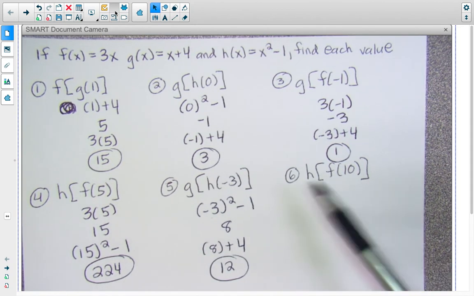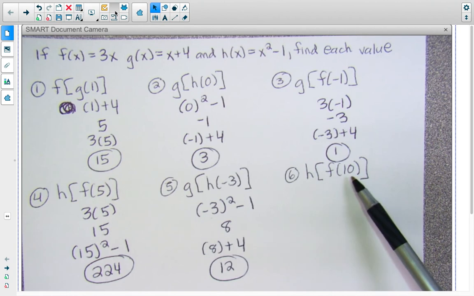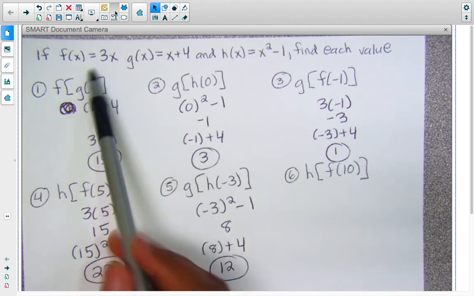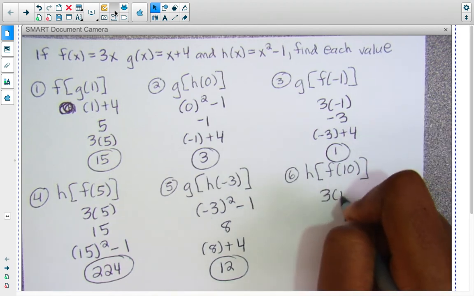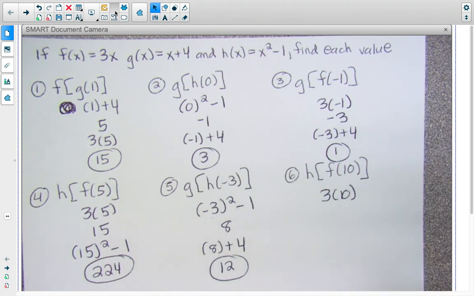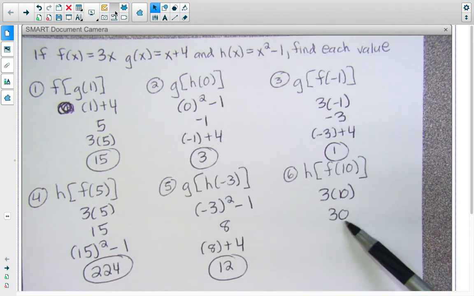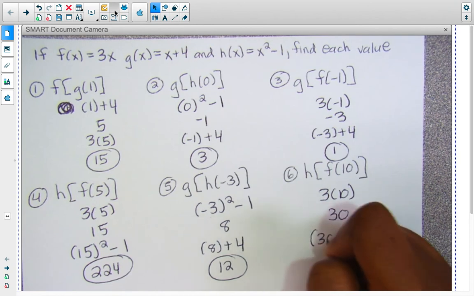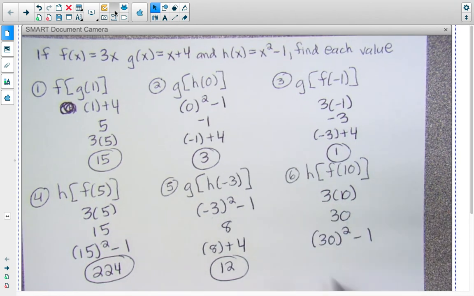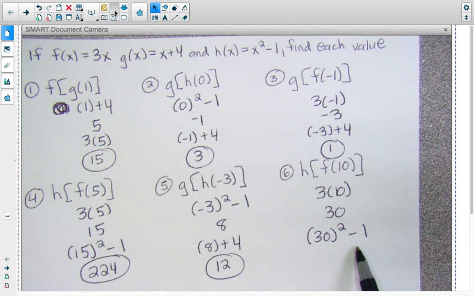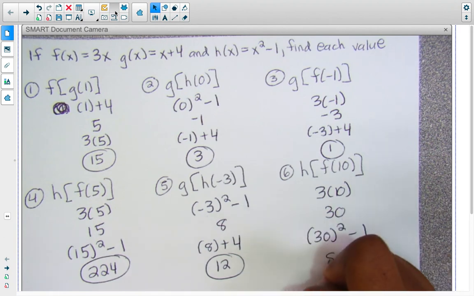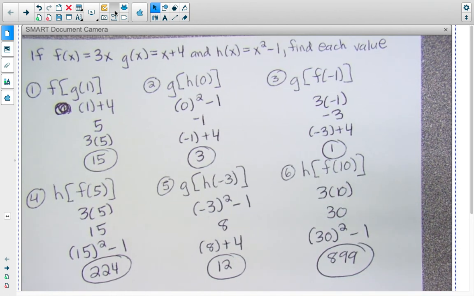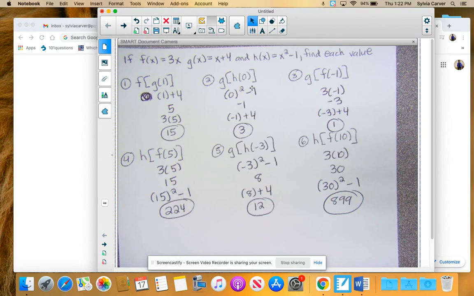And last but not least, h of f of 10. Take 10 and substitute it into f. So that is going to look like f is 3x up there at the top. Okay, so this gives us 30. Take 30 and substitute it into h, which is x squared minus 1. So this time it's going to be 30 squared minus 1. And use your calculator for this problem, and you should get 899. So this is us doing function compositions, but we're evaluating our function composition.